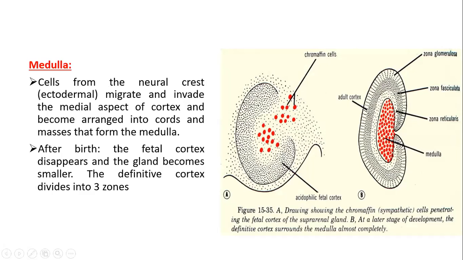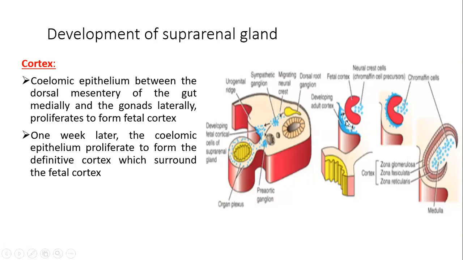Okay. So after birth, the fetal cortex disappears and the gland becomes smaller. The definitive cortex divides into 3 zones. If you see here, this is the definitive cortex, this is the fetal cortex, and this is the medulla. As there is development, the adult cortex will cover the fetal cortex, and slowly the fetal cortex will disappear. Now there will be only adult cortex and the medulla, which is from the neural crest cells.